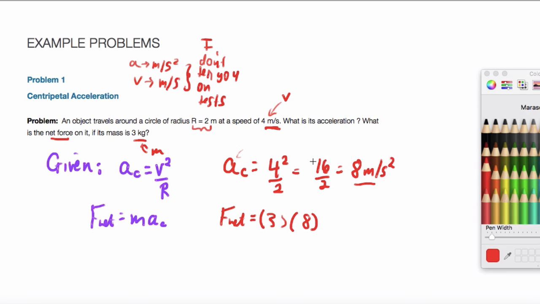Be really careful. I've seen people think that this is actually the weight of the object, and it's not. It's the mass. We're going to end up getting 24 newtons of force. So that's the solution to the first problem in this study guide.